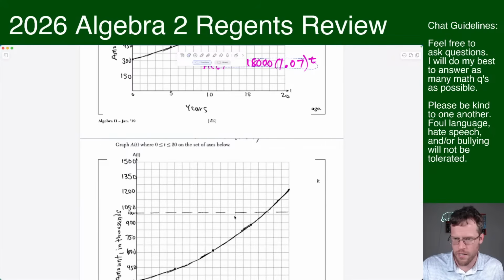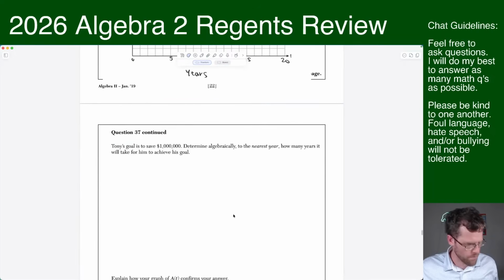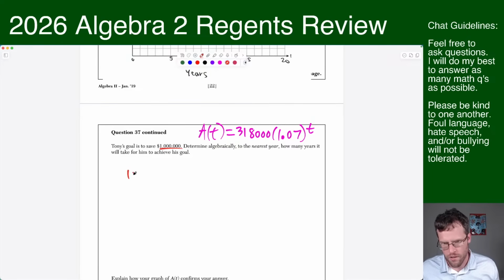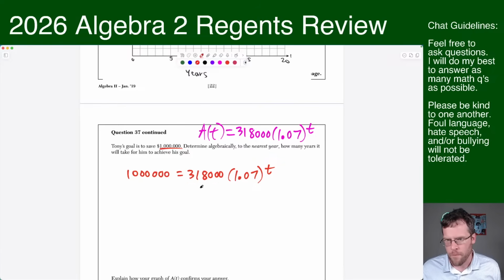I'll just rewrite it. A of t was 318,000 times 1.07 to the t power. We want to know when the amount hits 1 million. So 1 million is 1 with 6 zeros, and we set it equal to this. If we're doing this with logs, because we have to do this algebraically, we divide both sides by 318,000.